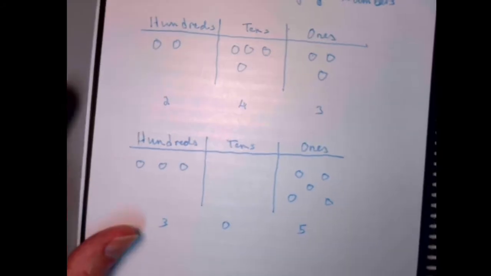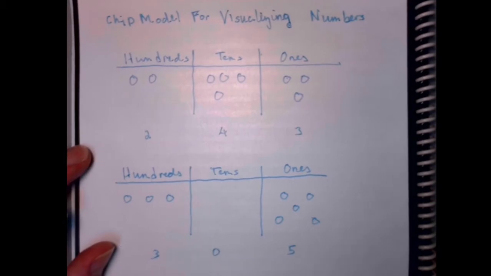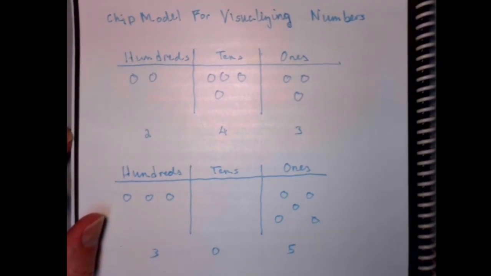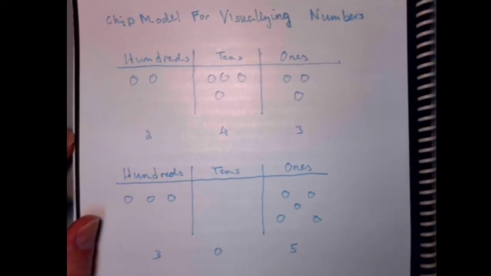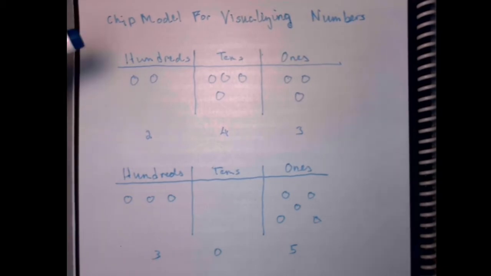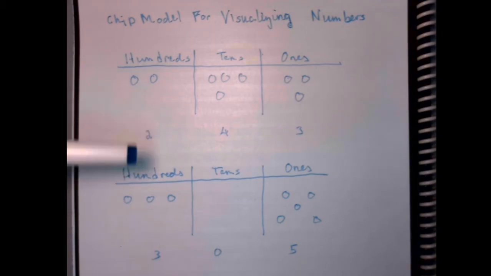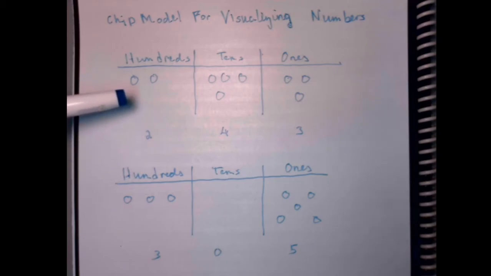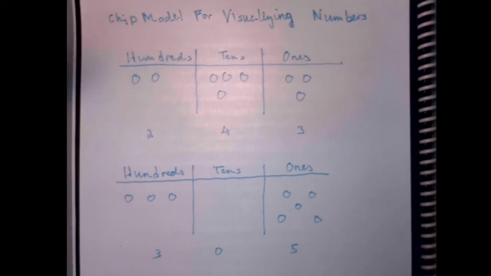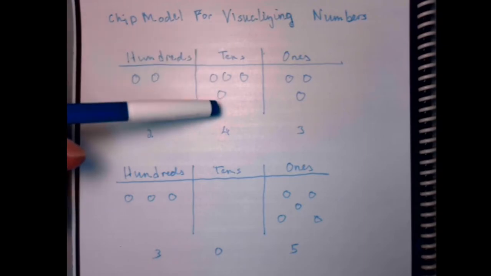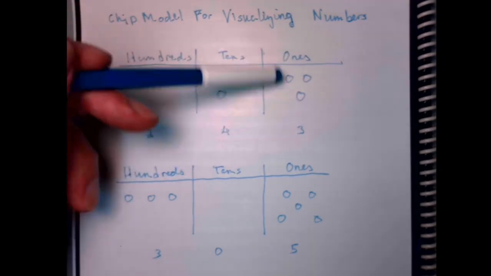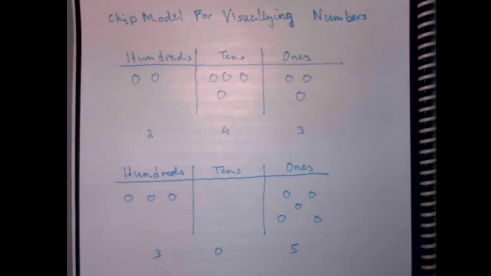I want to talk briefly about the chip model. The chip model is a very convenient way for visualizing numbers. You could actually do this with physical chips as well, but I'll usually just be drawing them here. So we have 2 chips in the hundreds slot, 4 chips in the tens slot, 3 chips in the 1 slot, so that's 243.